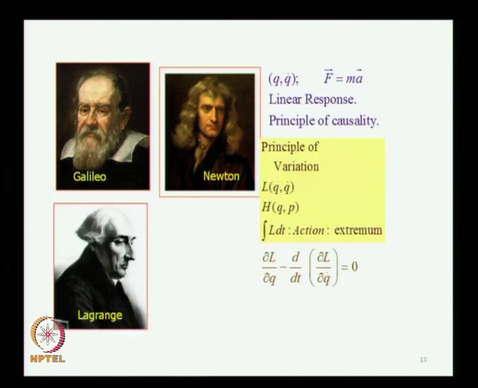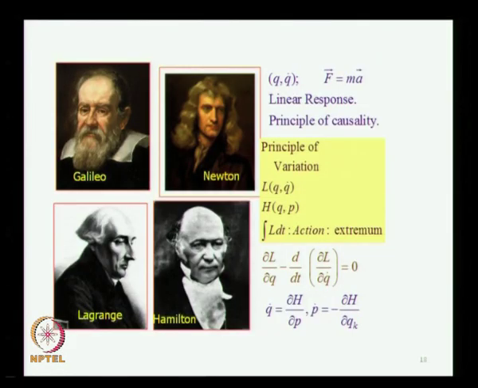Now, an alternative formulation of classical mechanics exists in the form of Lagrangian or Hamiltonian mechanics, and this is based on the principle of extremum action, that action is an extremum, any variation of it would vanish, and the condition that must be satisfied such that action is an extremum, that condition is what gives you the equation of motion. Okay, that is Lagrange's equation. You can also get Hamilton's equations correspondingly.